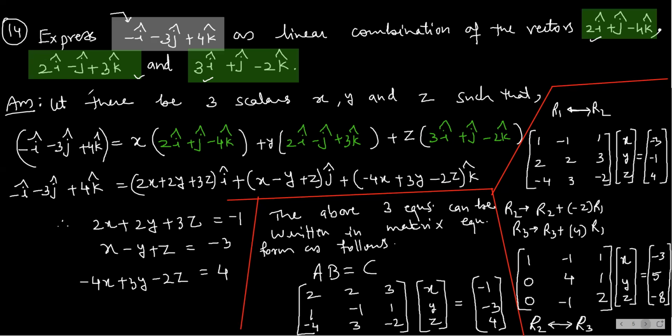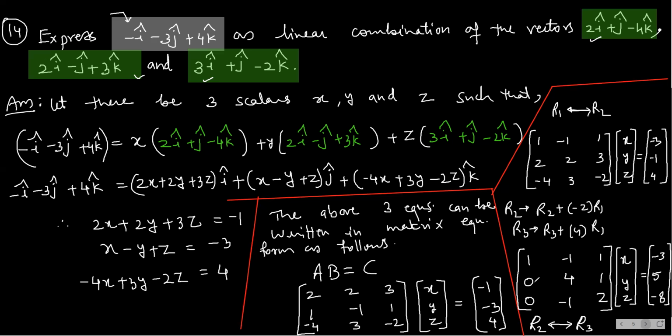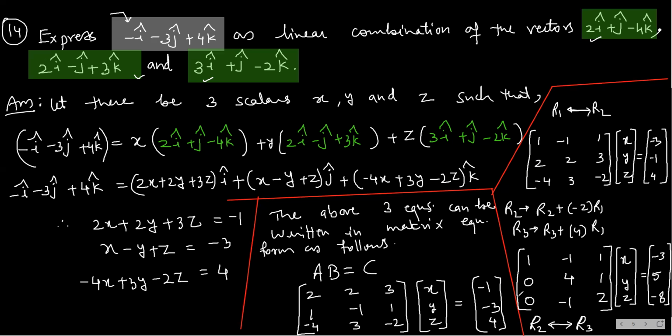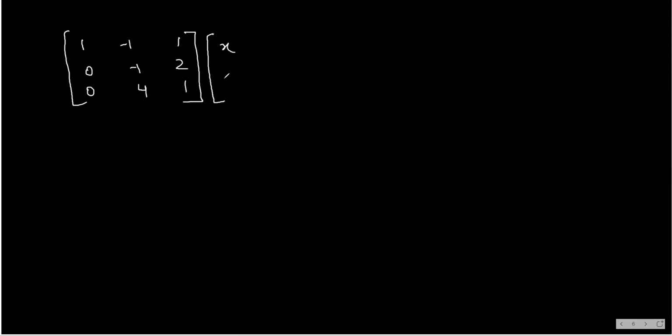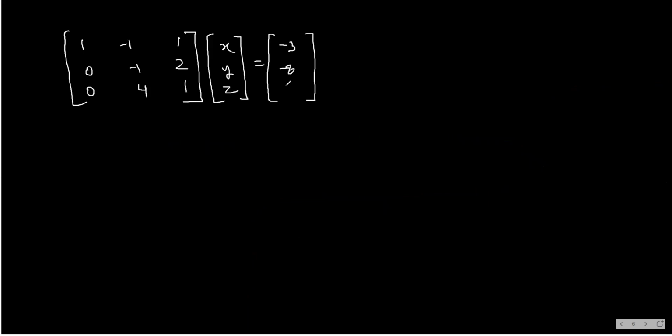So R1 remains as it is, which is 1, minus 1, 1. R2 and R3 are interchanged. So 0, minus 1, 2 will become R2, and 0, 4, 1 will be R3. Then we have X, Y, Z here. On the right side, what happens? On the right side, again, R2 is interchanged with R3. So negative 3, negative 8, and 5.